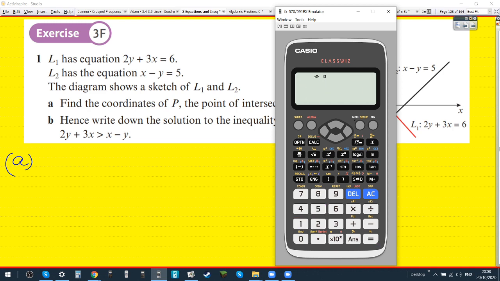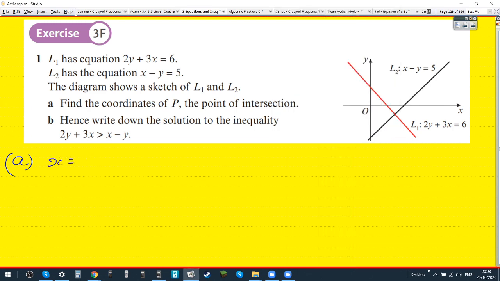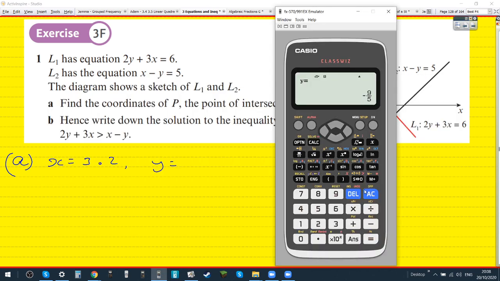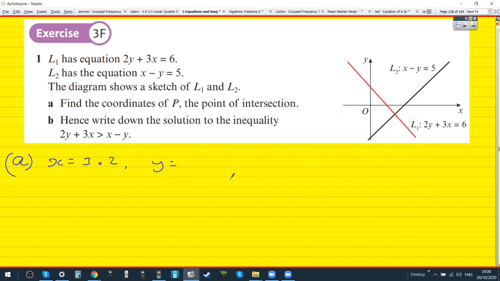So x equals 16 over 5. And y equals minus 9 over 5. What is that? Minus 1.8. I'll just do them as decimals. So that's the coordinates of where they cross over. Question B.